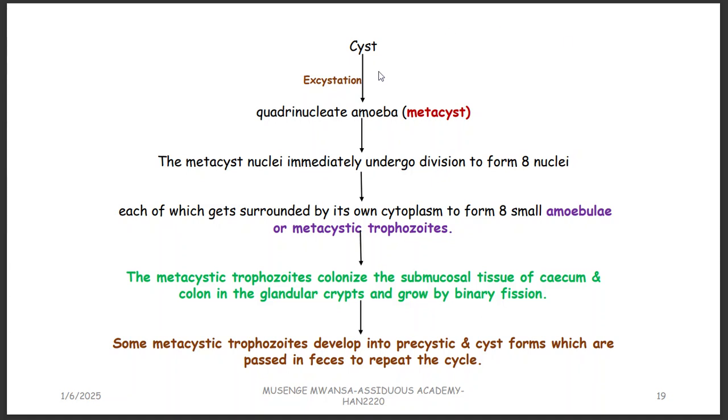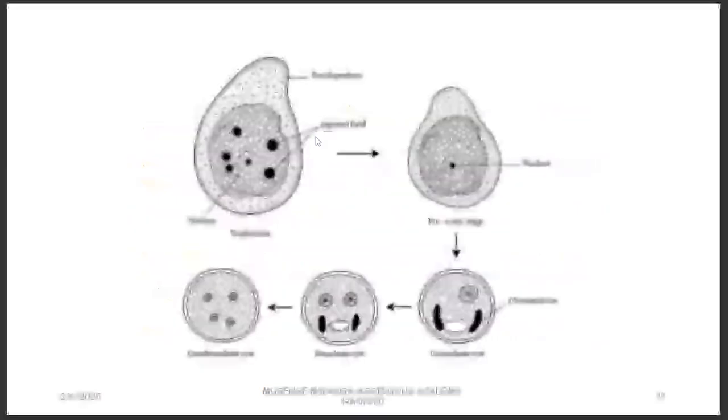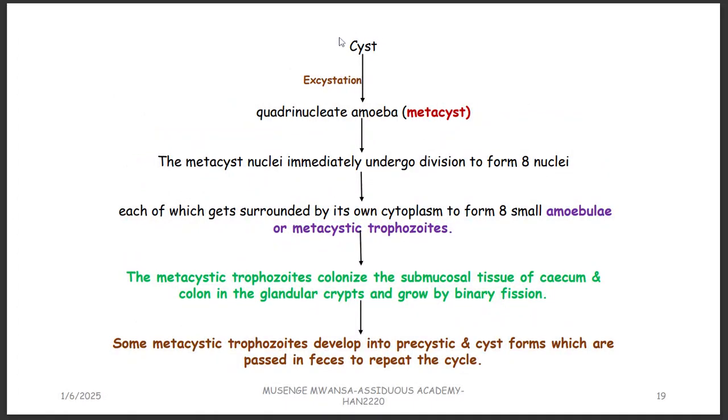So this is a simple summary of the life cycle. You have got a cyst. The cyst can undergo excystation to form the quadrinucleate amoeba. So this one has got four nuclei. That's known as a metacyst.